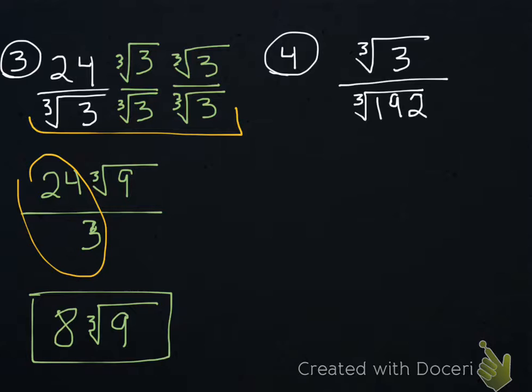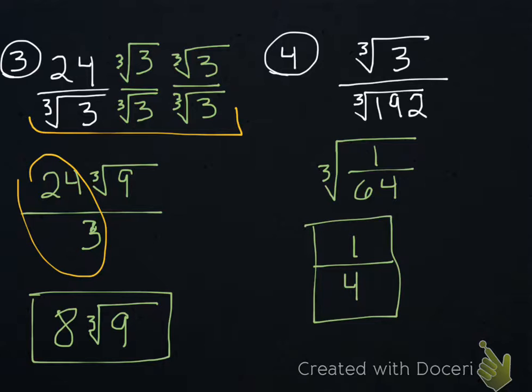Now let's look at number 4. Are they both under the same type of radical? Yes, they're both cube roots. So I could simplify it and reduce the fraction. 3 goes into 192 64 times. So I have the cube root of 1 over 64. The cube root of 1 is 1. That's awesome. What's the cube root of 64? 4. So all of my cube roots go away. I do not have to go in and reduce the fraction or rationalize the denominator.